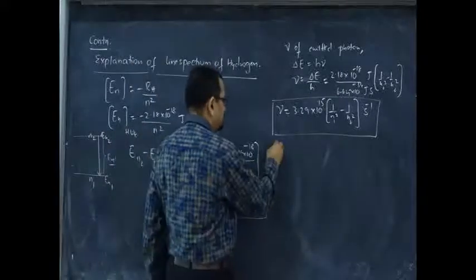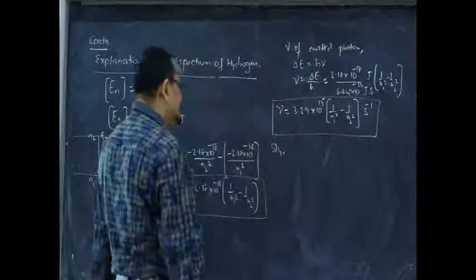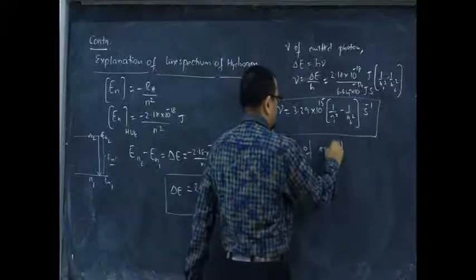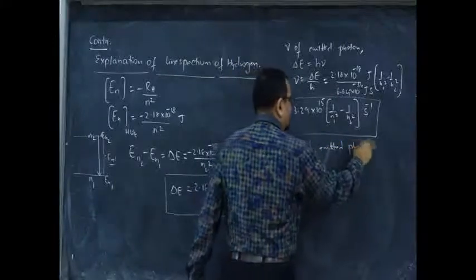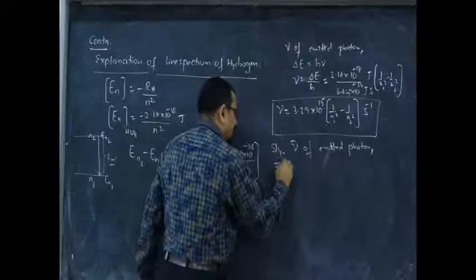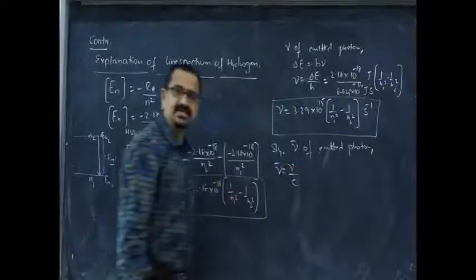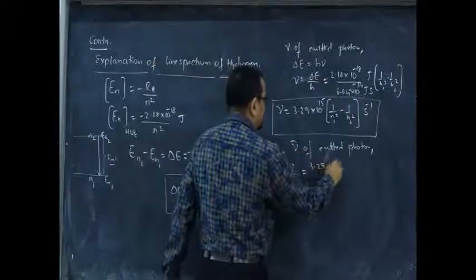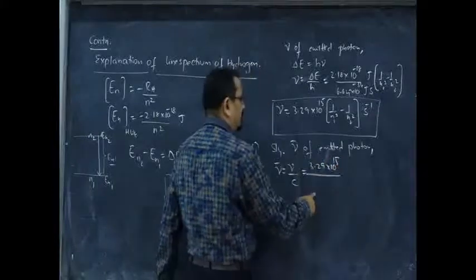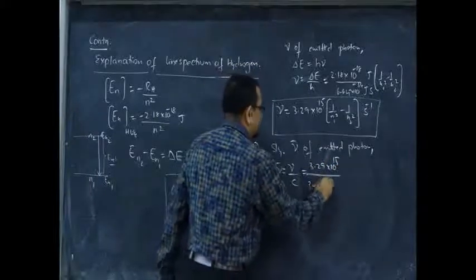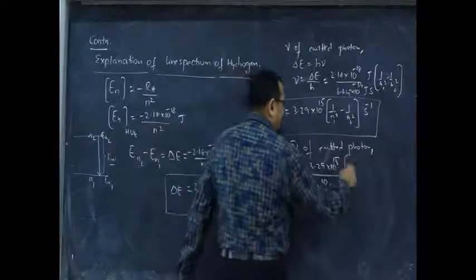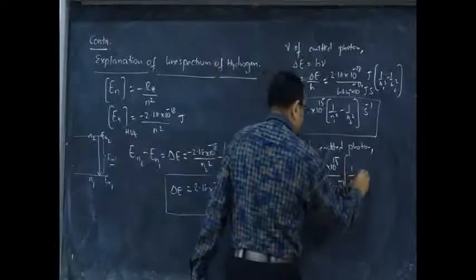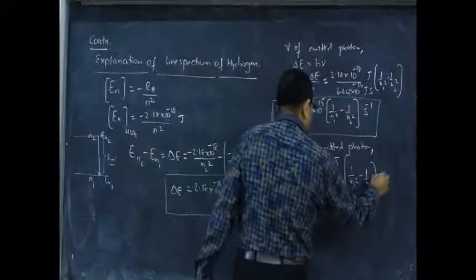Similarly, one can calculate wave number also, the wave number of the emitted photon. Wave number nu bar equals nu by C. That equals nu, which is 3.29 into 10 power 15, over the velocity of light, which is 3 into 10 power 10 centimeters per second, or if it is meters per second, 10 power 8 meters per second, into 1 by N1 square minus 1 by N2 square. Second inverse is cancelled.